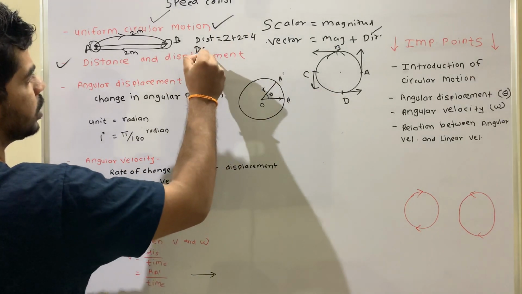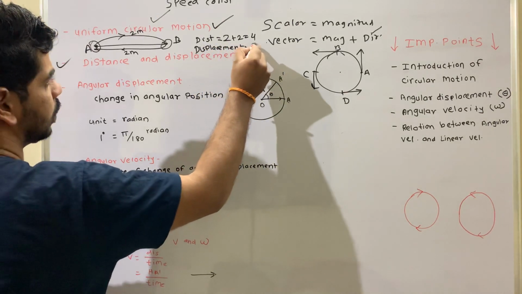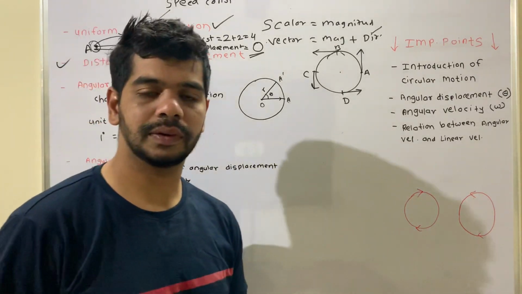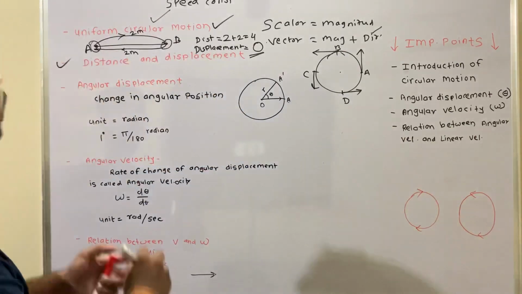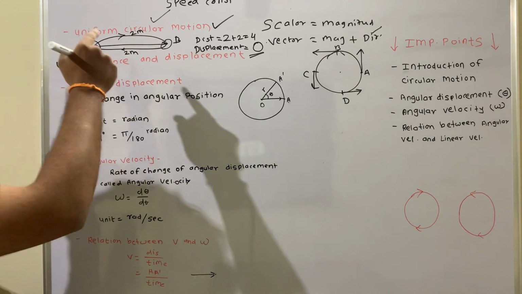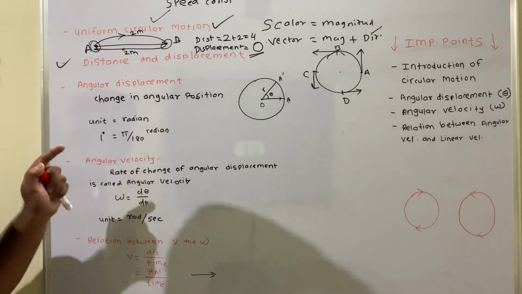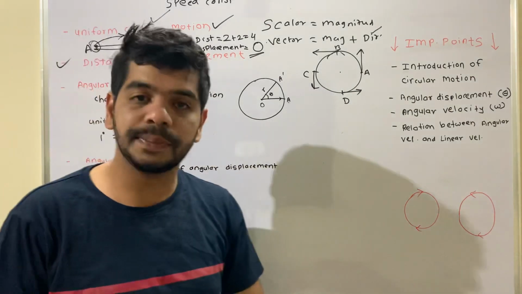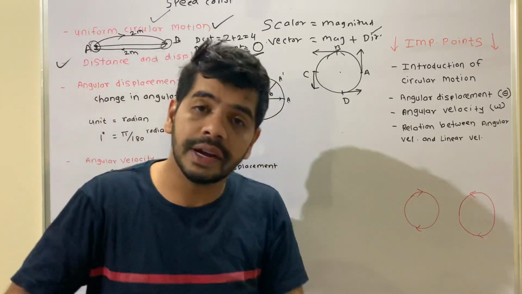And what about the displacement? Displacement is equal to 0. Why is displacement equal to 0? Because if you are returning, then your initial position and your final position will be the same. If the initial and final positions are the same, then we call the displacement 0. You are coming back to the particular position from where you started.